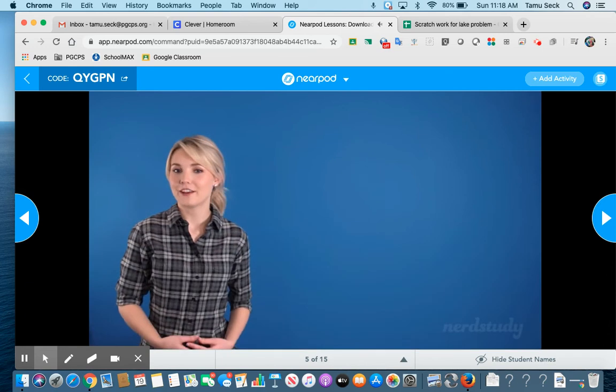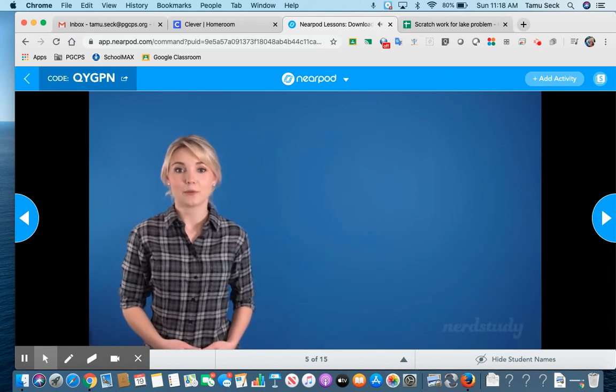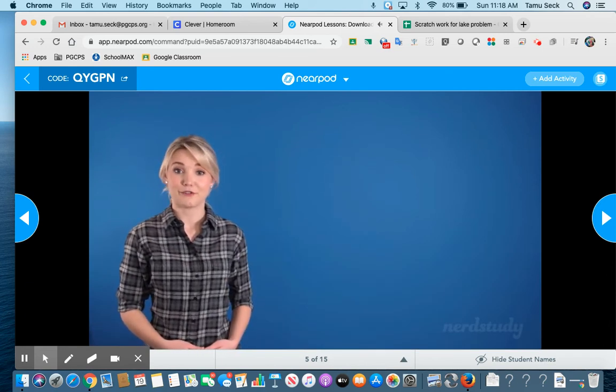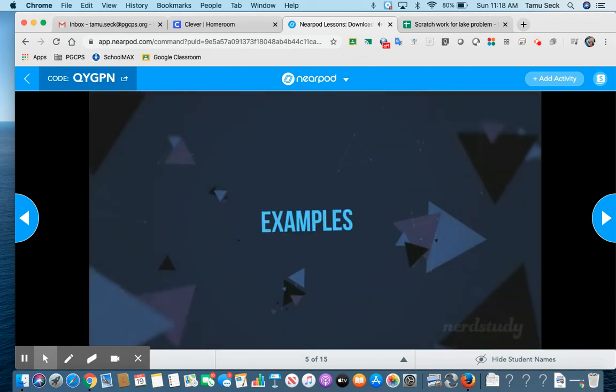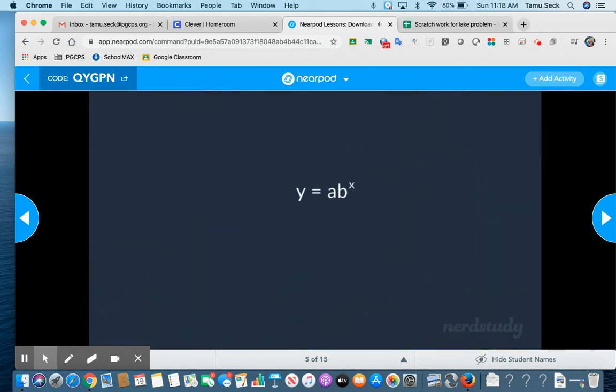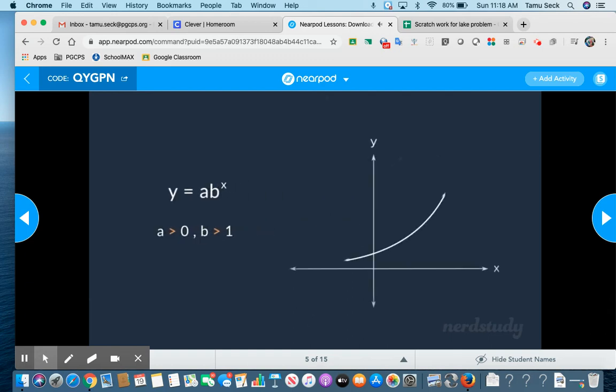Now, before we finish off this video, let's quickly explore a bit more about exponential functions and what they actually look like. Here's an example of a generic exponential function. Now, if a is greater than 0 and b is greater than 1, then we can expect the graph to look something like this. If a is greater than 0 and b is greater than 0 but less than 1, then the graph will look something like this.